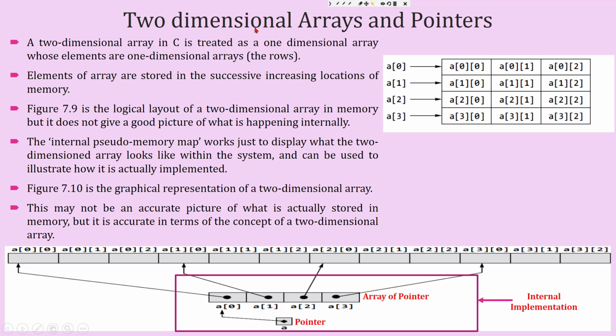So in the morning session we studied one-dimensional arrays and pointers. Now we are going to discuss two-dimensional arrays and pointers. A two-dimensional array in C is treated as a one-dimensional array whose elements are one-dimensional arrays, or the rows.